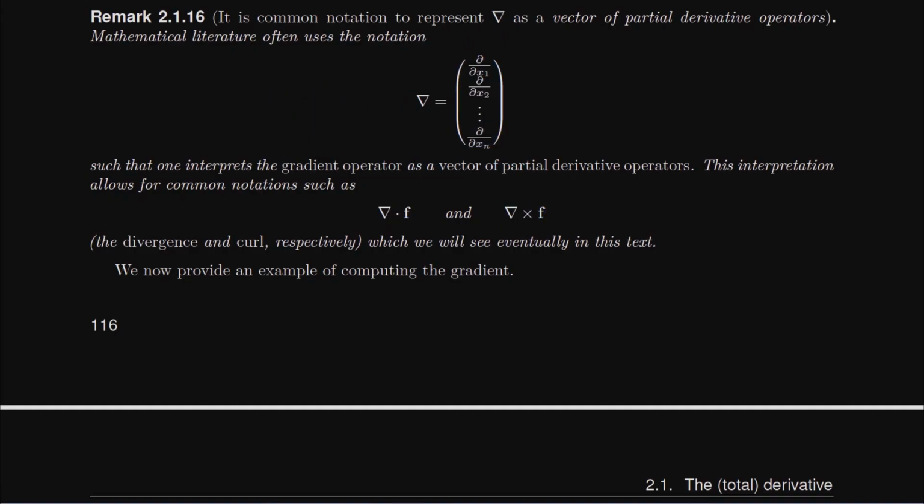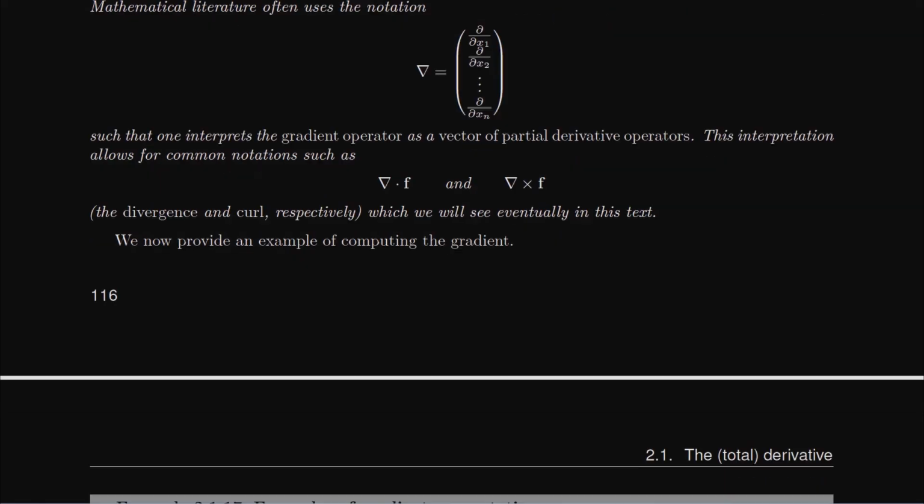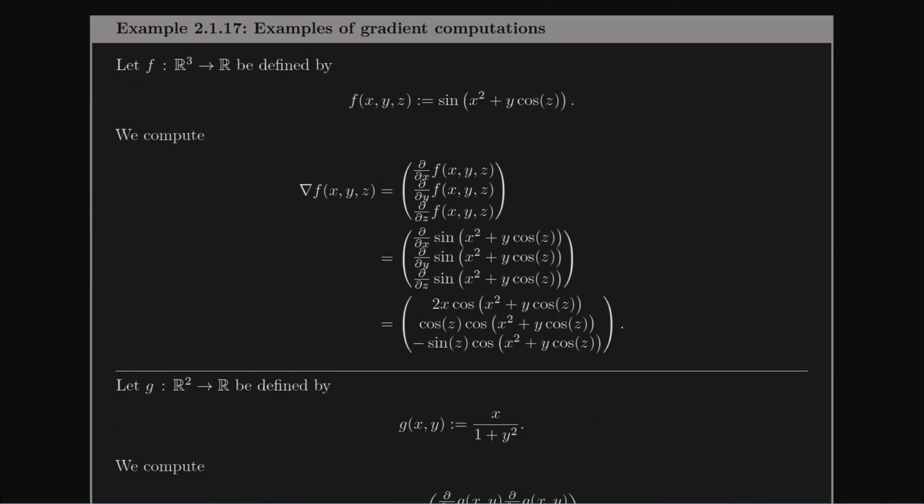So you can think about this nabla or gradient or whatever you're going to call it as the vector of partial derivative operators. So let's go ahead and just compute the gradient a few times. It's really quite straightforward if you manage to get through the last video where we were talking about the total derivative. It's, as I keep saying, the vector of partial derivatives. So if we've got a scalar field here, which in my case is sine of x squared plus y cosine z, we're just going to compute the vector of partial derivatives, partial x of this, which happens to be 2x cosine x squared plus y cosine z.